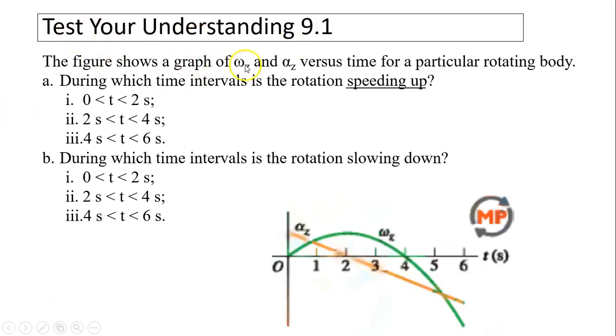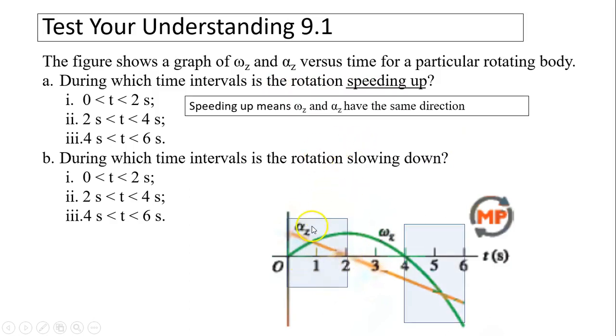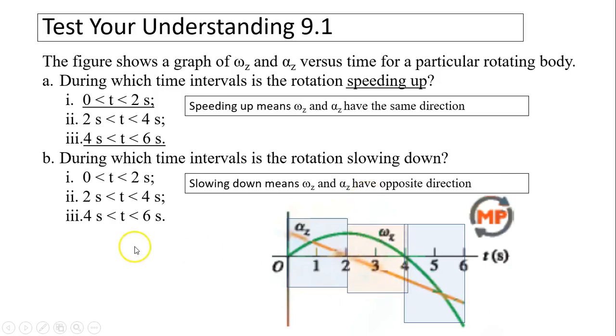Last part, test your understanding. You're given the graph. Omega is the green line and alpha is the yellow line. During which time interval is the rotation speeding up? We know for speeding up, alpha and omega have to be in the same direction. So that's in these two regions. The answer is 1 and 3. During which time interval is the rotation slowing down? For slowing down, the two must have opposite directions. So it's in this region. That's number 2. That's it for today.